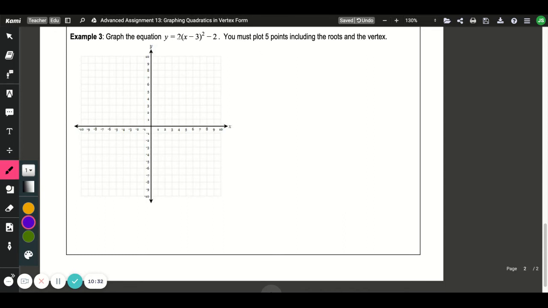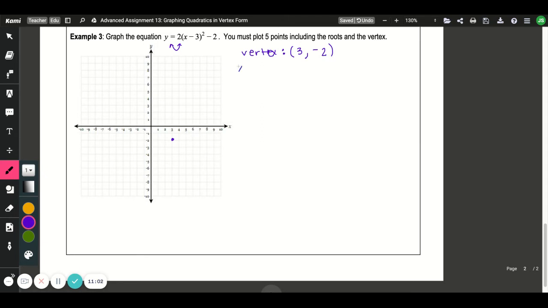Okay. My A is positive, so it opens upward. My vertex is (h, k). The opposite of the number inside is 3. And then k is the number at the end, -2. So my vertex is at the point (3, -2). It's right there.